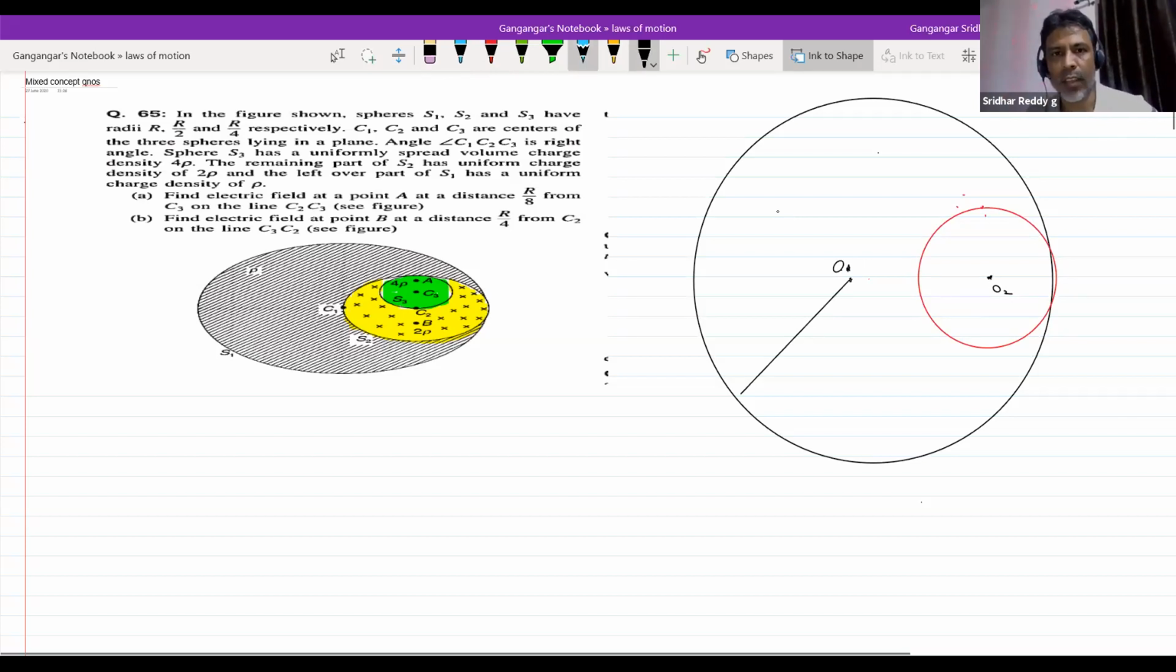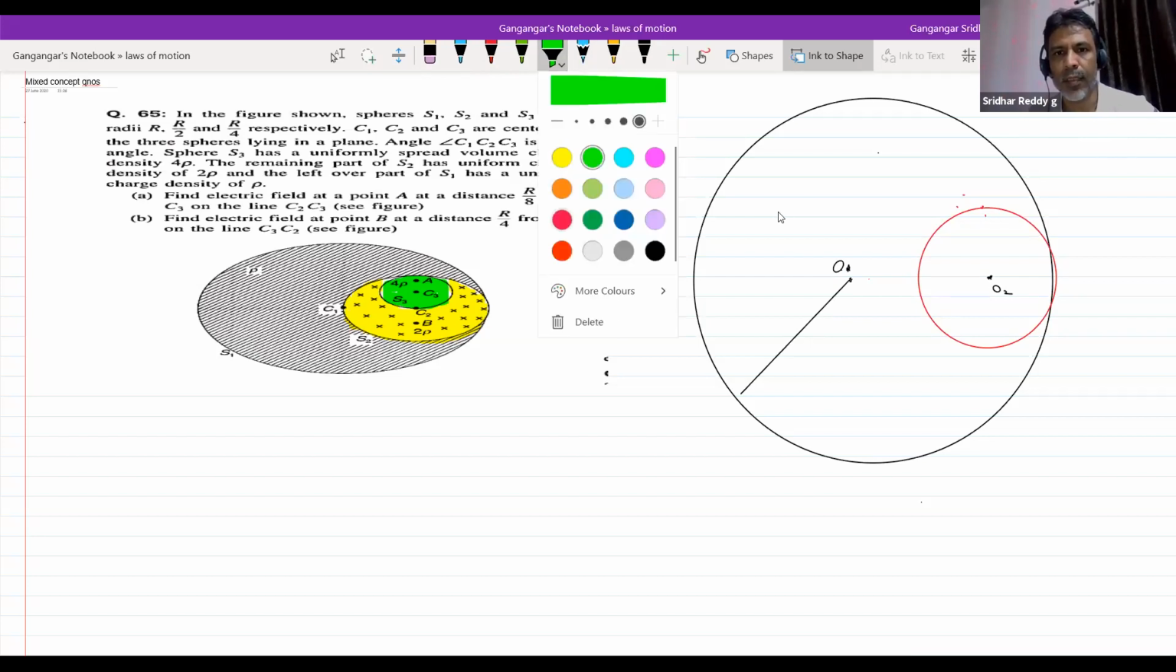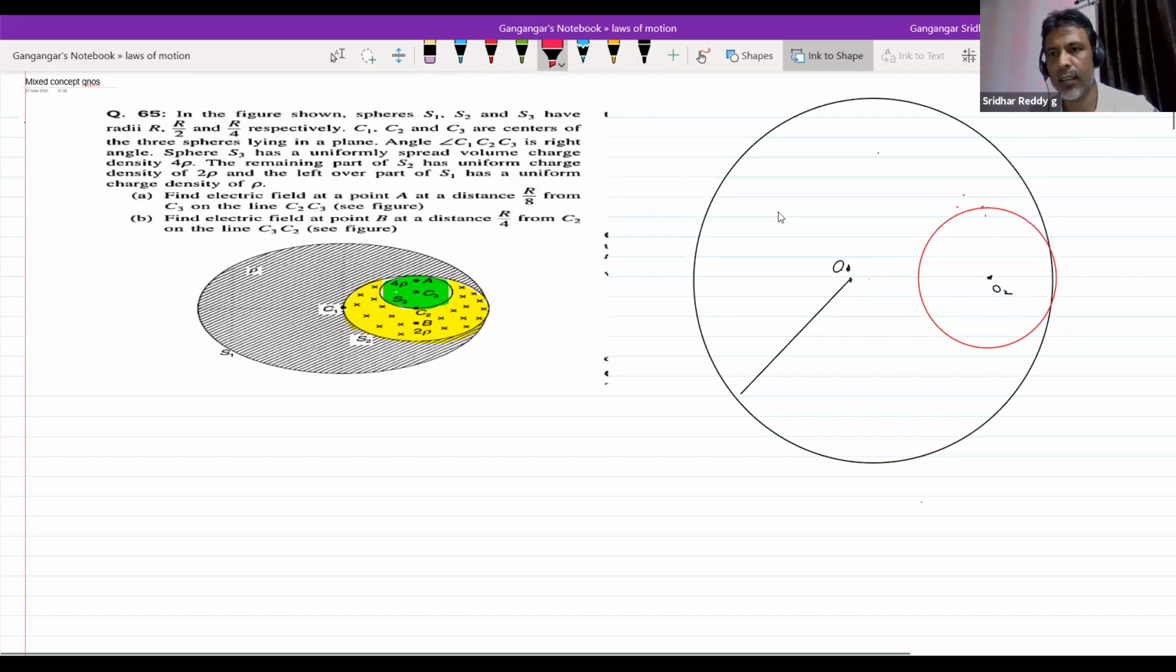What is O2? Center of cavity. So the cavity will give some field. We will shade it. What is it? I want the field at point P.